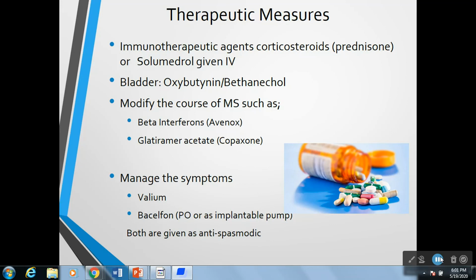Bethanechol is given for patients who have problems with urinary retention. Now, there are a couple of disease-modifying courses for MS, such as beta interferons.